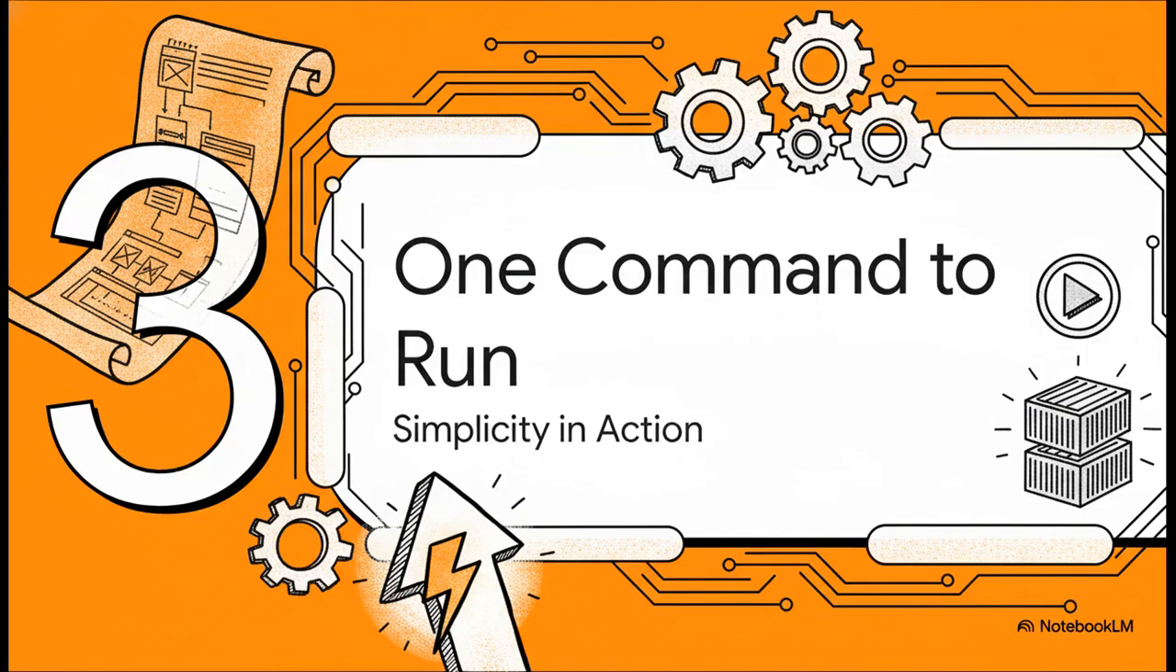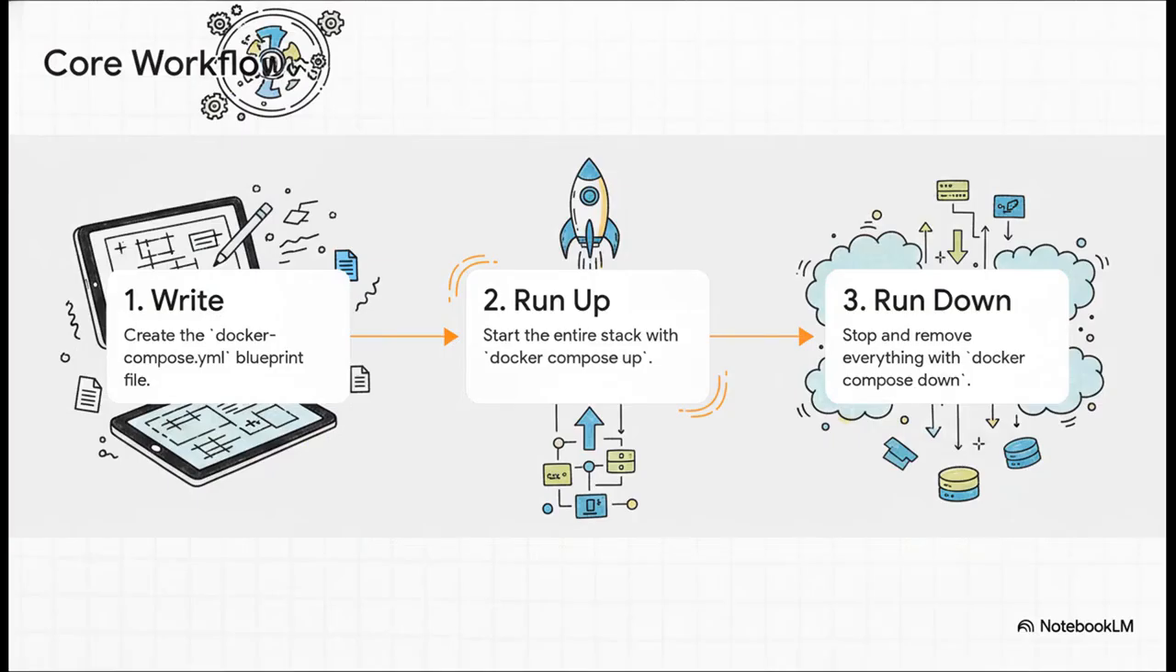Okay, so we've written the blueprint, we've defined all the pieces. Now we get to the payoff. This is where all that configuration work boils down to something incredibly simple. Check this out. This is pretty much the entire workflow. You write that YAML file once, then you run docker compose up, and the whole application comes to life. The web server, the database, the whole shebang. And when you're done for the day, docker compose down just tears it all down nice and clean.